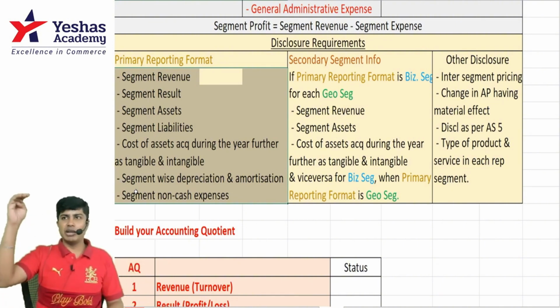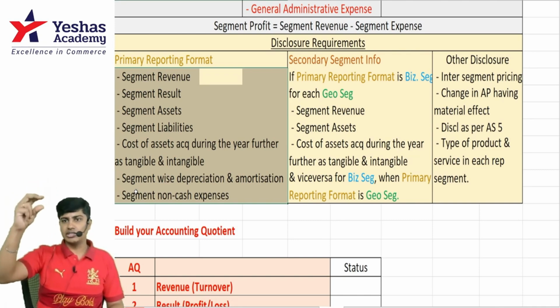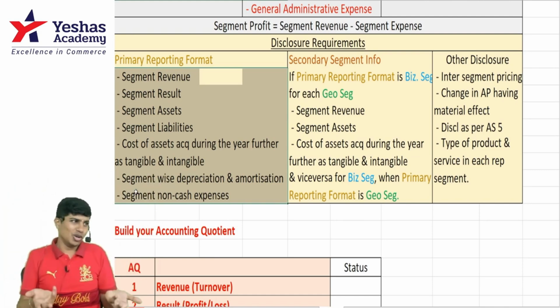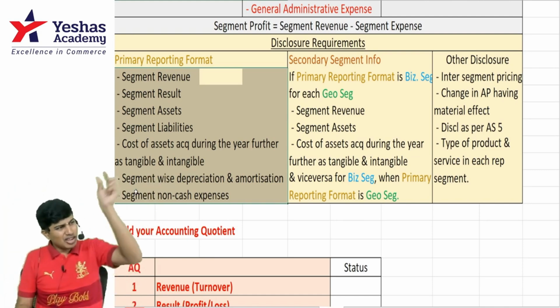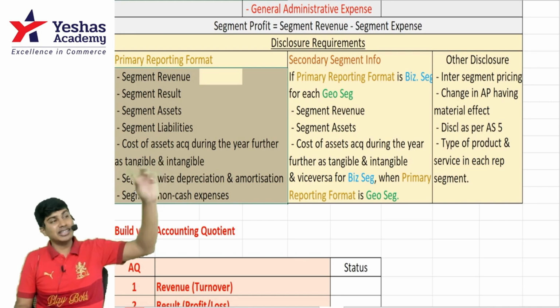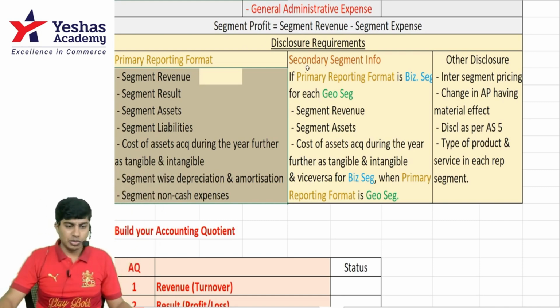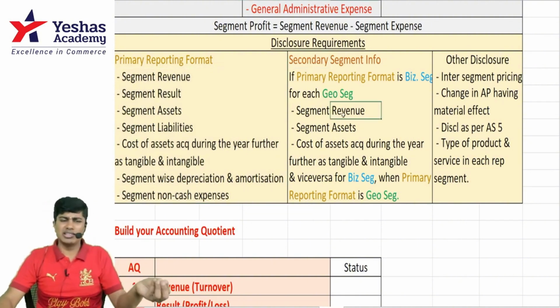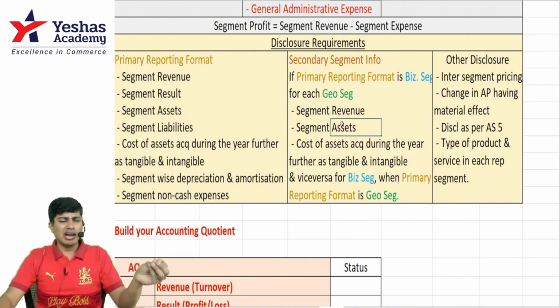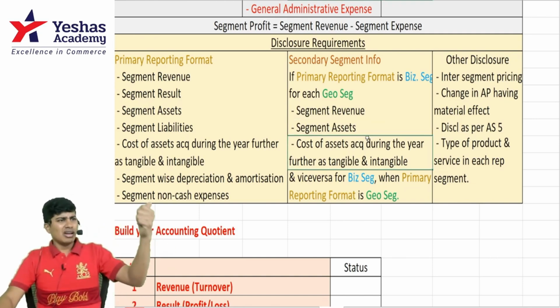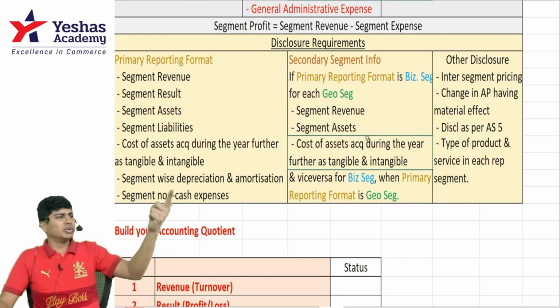Now you are doing segments based on, let's say, product and service. That is primary. Do a little bit of geographical segment also. Though it's not your first choice, do a little bit of geographical location disclosure. That will be the secondary segment. When you do that, you should disclose only basic things: revenue, assets, and what assets you bought during the year for the segment.